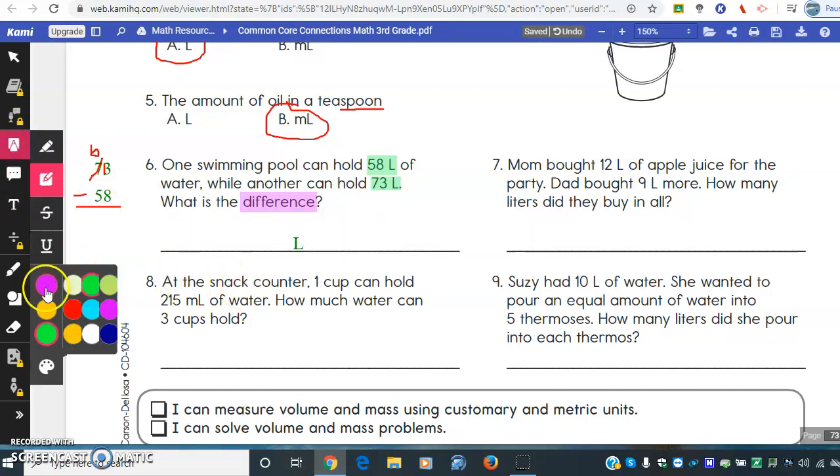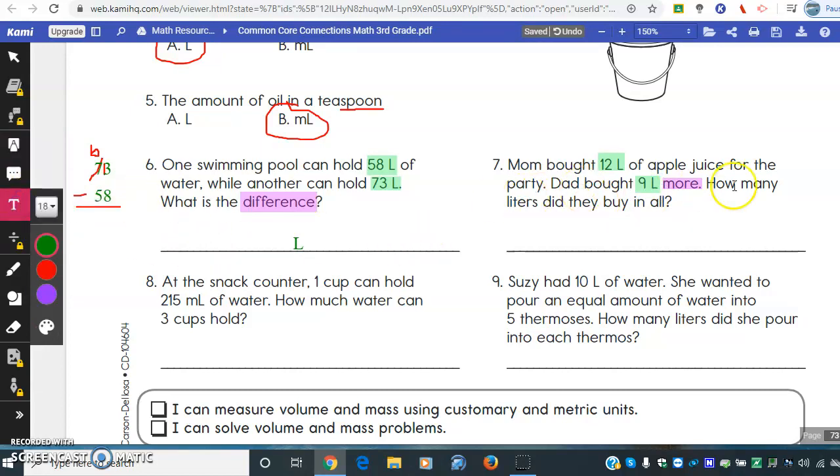Number 7 says, Mom bought 12 liters of apple juice for the party. Dad bought 9 liters more. How many liters did they buy in all? And I'm going to highlight the word more. More is a key word because that tells me I'm going to have some and then some more. Mom started with 12 liters. Dad brought in 9 liters more. When you have some more, you're going to do what? You're going to add them.